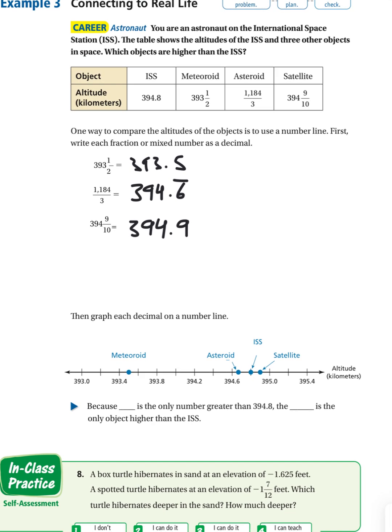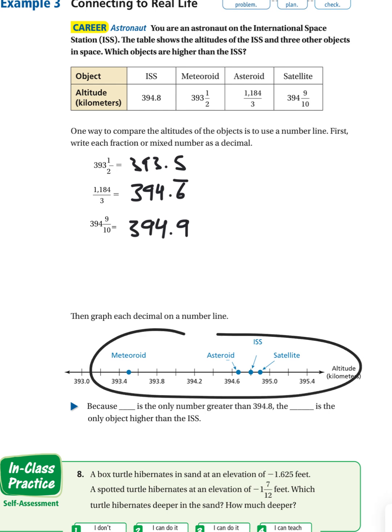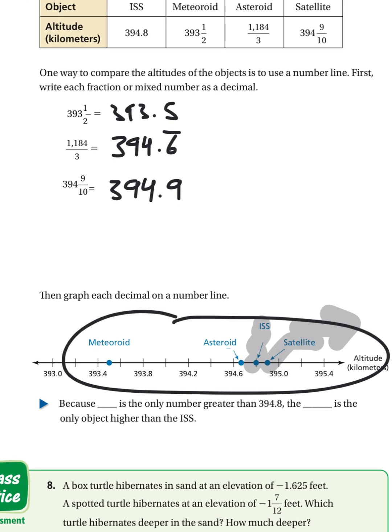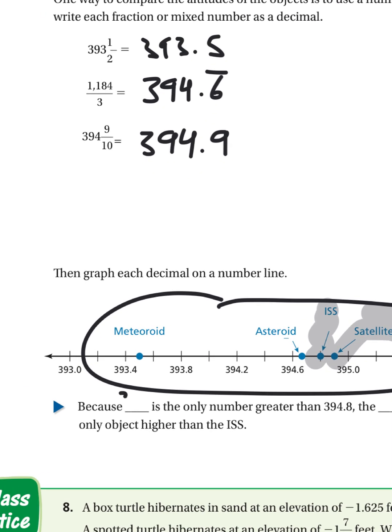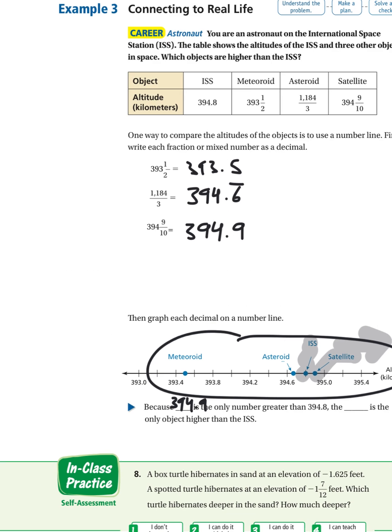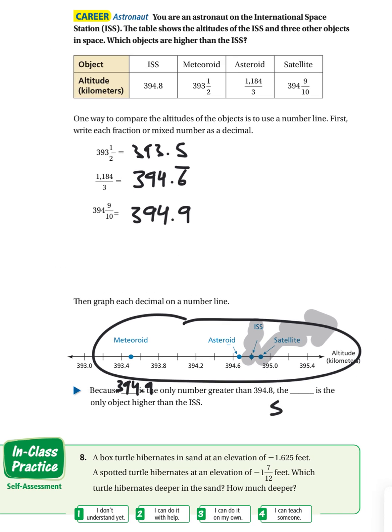Okay, if we place these on a number line, notice they placed them down here. The ISS is right here. And the question said which objects are higher than the ISS. The only object that's further to the right, because higher is greater, is the satellite. So, because the satellite is the only number greater. Let's see, what was the satellite's number? 394 and 9/10. So because 394.9 is the only number greater than 394.8, the satellite is the only object higher than the ISS.